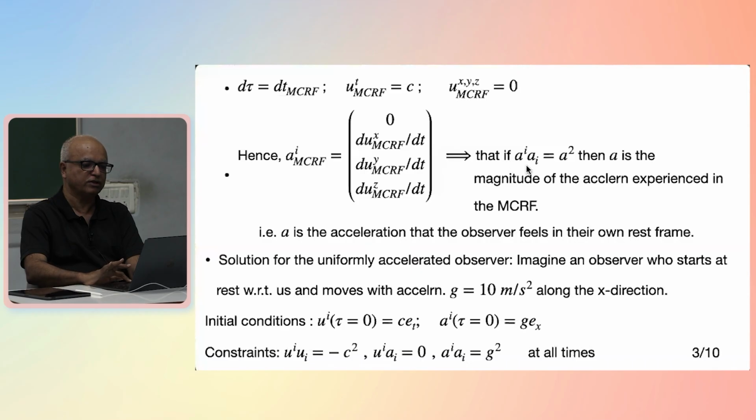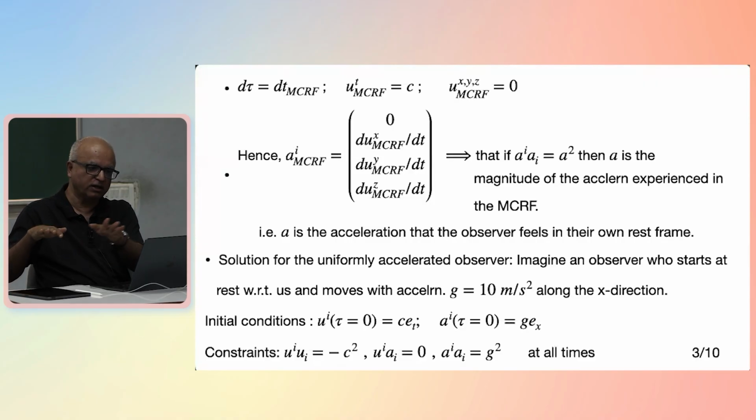If the magnitude of the 4 acceleration is a, then a square is equal to the square of the 3 acceleration. Yeah, that is obvious, no? Take the square of this, only this contributes. a is the magnitude of the acceleration experienced in the MCRF. So, that is the interpretation of the magnitude of the 4 acceleration. If I have a 4 acceleration a square, that is a different quantity from the 3 acceleration.